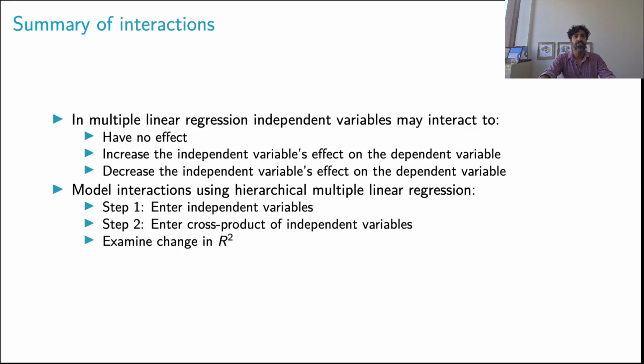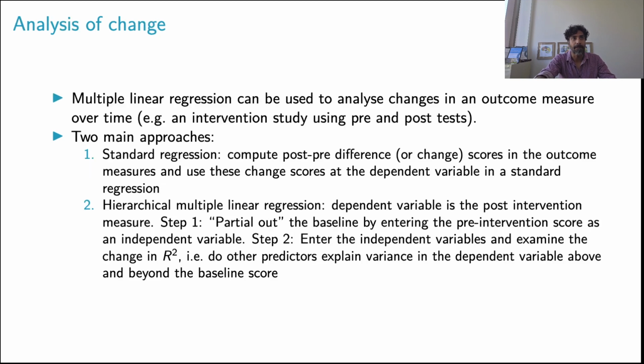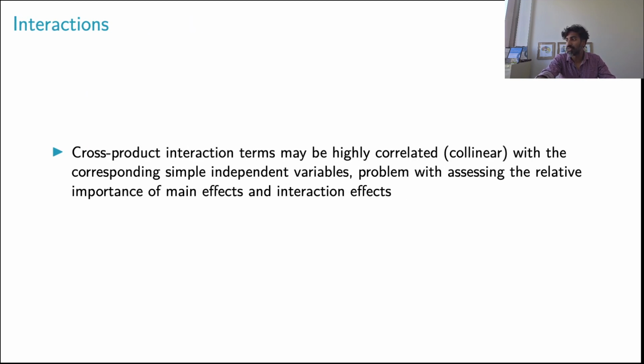So the summary of interactions is that in multiple linear regression, independent variables may interact to have no effect. They may increase the independent variable's effect on the dependent variable, or they may decrease the independent variable's effect on the dependent variable, right? So model interactions using hierarchical multiple linear regression. Step 1, enter the independent variables. Step 2, enter the cross product of the independent variables. Then you examine the changes in R-squared to see what's occurring, and you also investigate whether the interaction is significant and meaningful when you're looking at the changes in the slope. And that's everything. When we're looking at interactions, those are the key points.